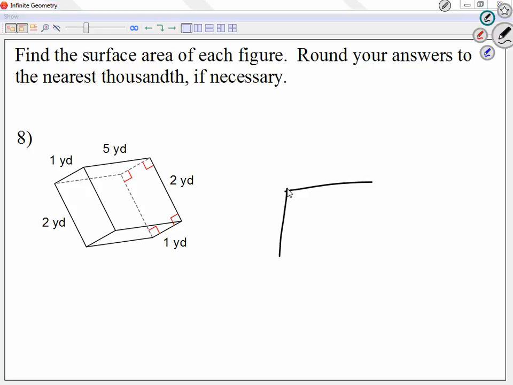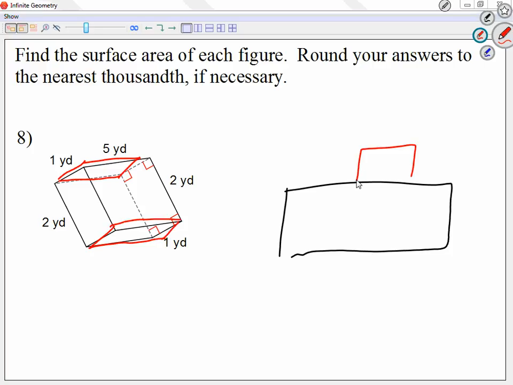I'm going to do a big rectangle in the center. Now on my shapes, since they're all rectangles, pick one of them to be your base. It doesn't matter which one. I'm going to choose this little rectangle on the top. Obviously, the bottom should be the same thing, so they look like little rectangles. I'm going to put them right there.